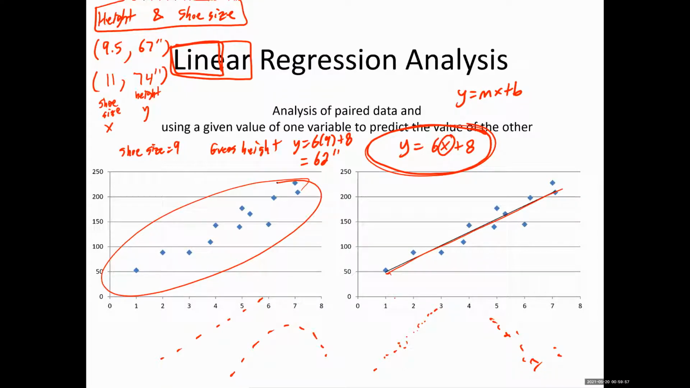So my guess is that the person would be 5'2". I mean, I might be wrong, but that's my guess. That's what linear regression analysis is. So now that I've told you the story, we're going to do 2 examples.